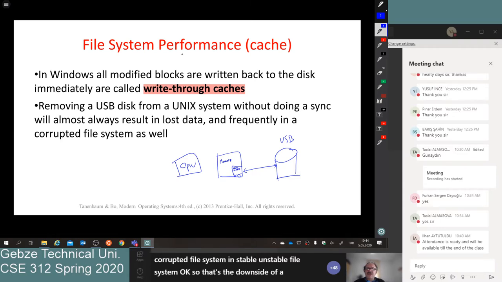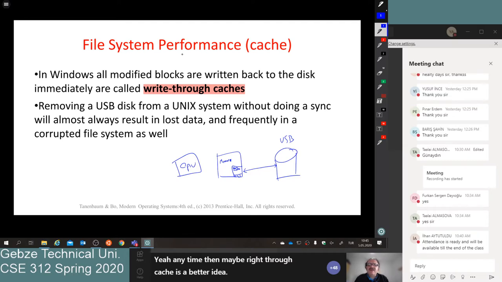So that's the downside of not having write-through caches. Write-through caches are bad for performance, but they are good for system stability, especially for systems that are modifiable. Or maybe I should say, if your system can have components like USBs, peripherals that can be connected and disconnected anytime, then maybe a write-through cache is a better idea.